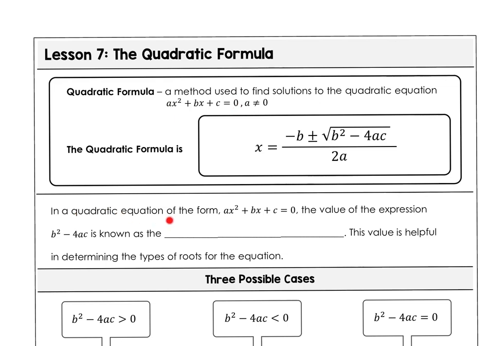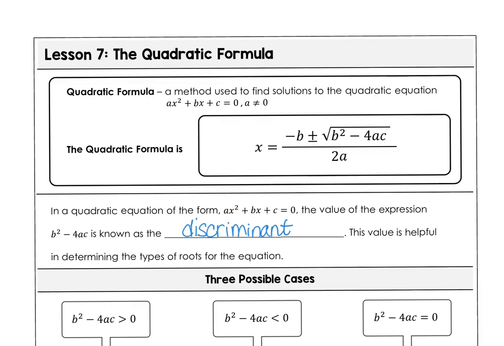In a quadratic equation of this form, standard form, the value of the expression b squared minus 4ac is known as the discriminant. This value is very helpful in determining the types of roots that we'll have in our quadratic equation. Discriminant.